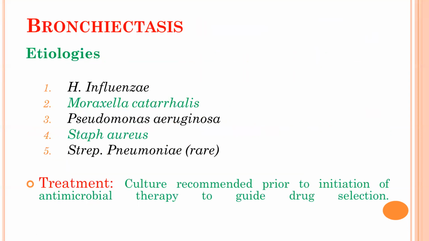Now we come to bronchiectasis. Bronchiectasis is caused by bacteria. Everything we saw before was viral; this is bacterial, and the common bacteria are Haemophilus influenzae, Moraxella catarrhalis, Pseudomonas aeruginosa, Staphylococcus aureus, and rarely Streptococcus pneumoniae. In bronchiectasis, culture is recommended prior to initiation of antimicrobial therapy to guide the drug selection. Usually, empirical therapy is not recommended.